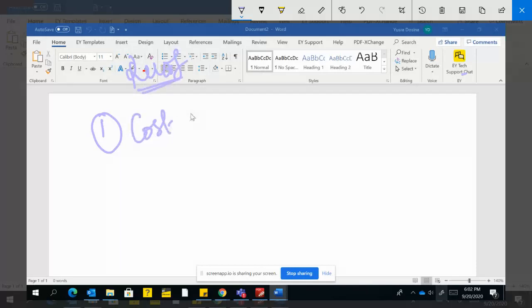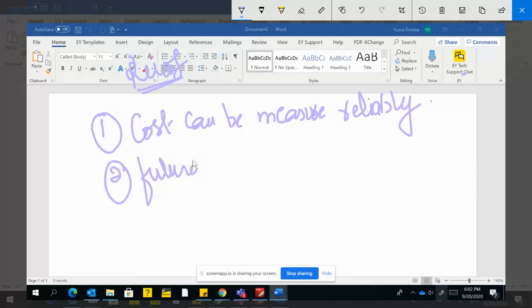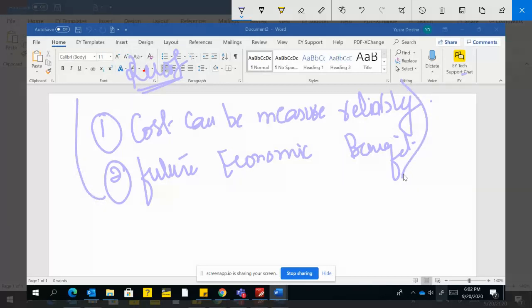The first criteria is that cost can be measured reliably, and the second criteria is future economic benefit. So there are two criteria to record an asset, to record property, plant, and equipment in your books. So cost can be measured reliably and future economic benefit. What does it mean? What does it mean that the cost can be measured reliably?